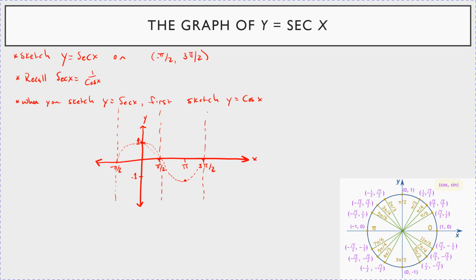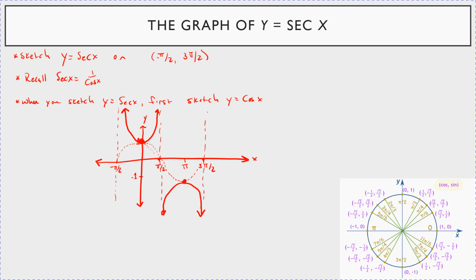So again, it's the same deal. At 0, cosine is 1, so you get 1 over 1. So this graph of secant just looks like this. It butts up against the asymptotes. And then the same thing down here at pi. Cosine is -1, so 1 over -1 is -1. So this graph touches there as well, like this.